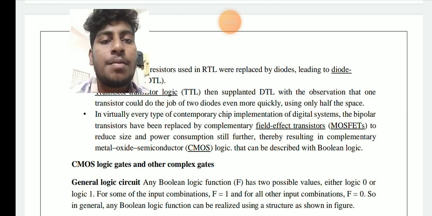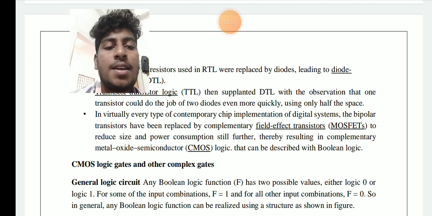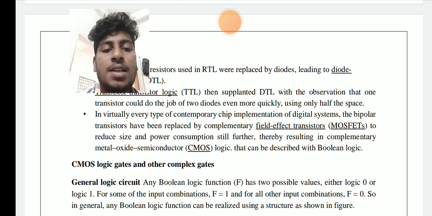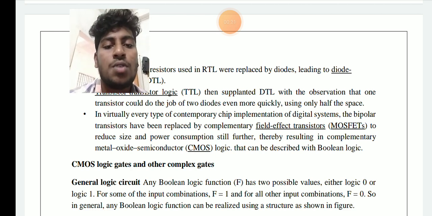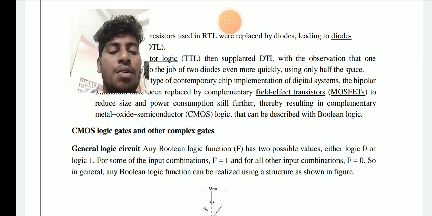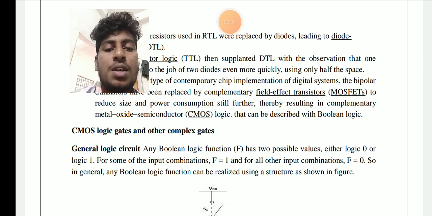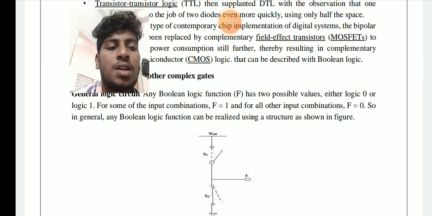First, my title is CMOS logic gates and other complex gates. General logic circuit: any Boolean logic function has two possible values, either logic 0 or logic 1. For some input combinations F equals 1, for all other input combinations F equals 0. So in general any Boolean logic function can be realized using a structure as shown in the figure.